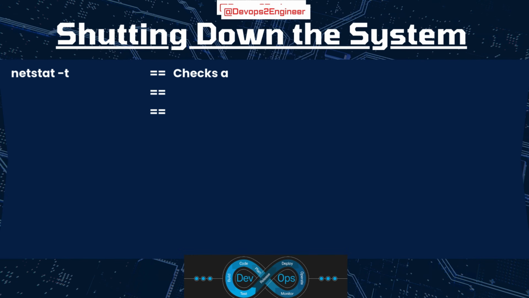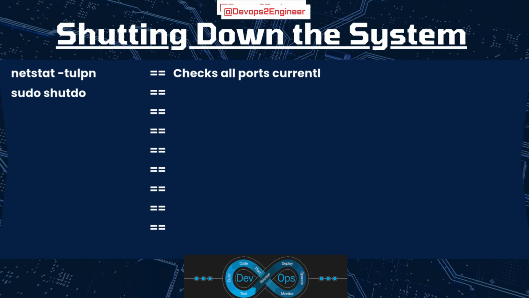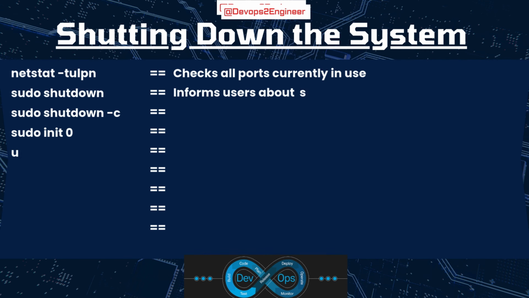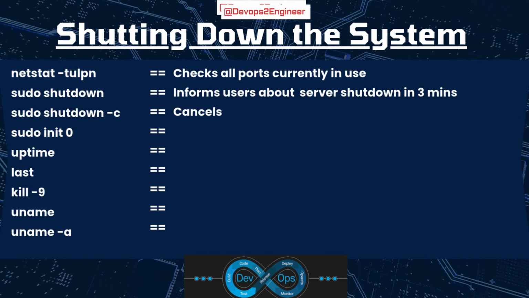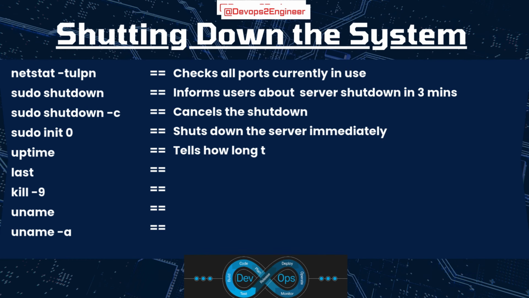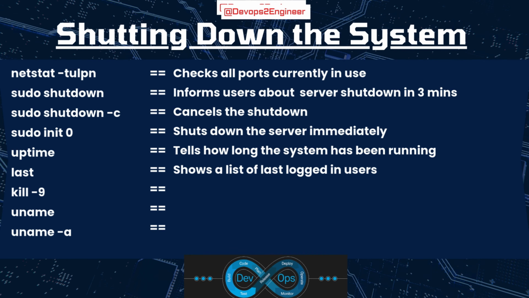Shutting down the system. Netstat -tulpn checks all the ports currently in use. Sudo shutdown informs users about the server shutdown in 3 minutes. Sudo shutdown -c cancels the shutdown. Sudo init 0 shuts down the server immediately.